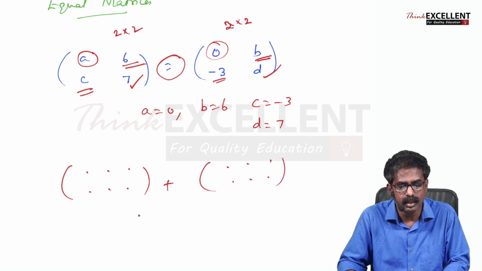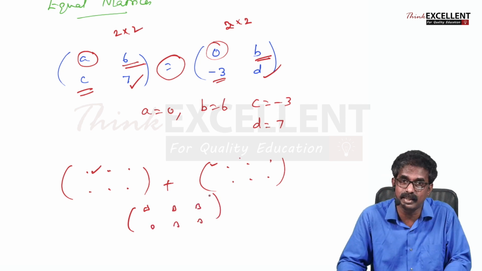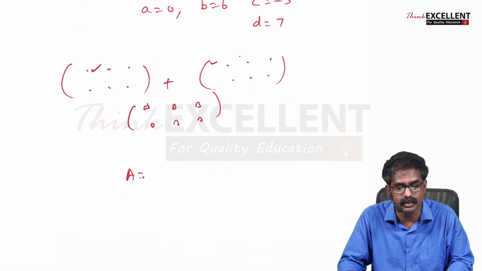How can you add it? First element and first element you add, right? Corresponding elements add. Second and second you add, like that. So your answer is also of the same order. Same way for subtraction also. Same way for multiplication. Suppose A is a matrix.